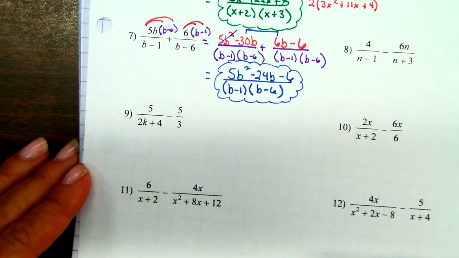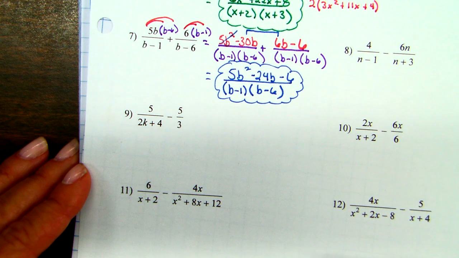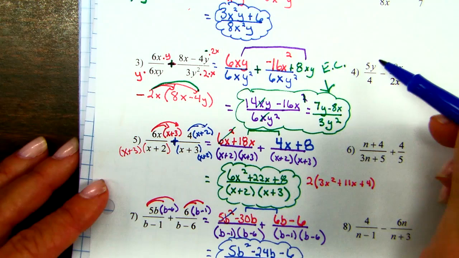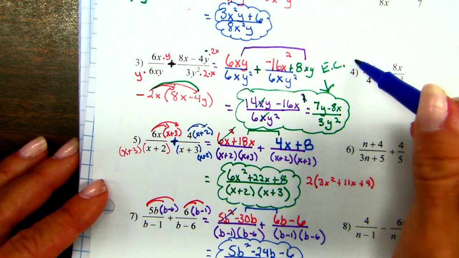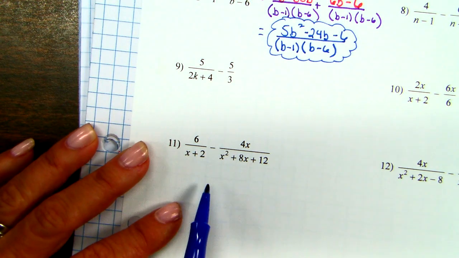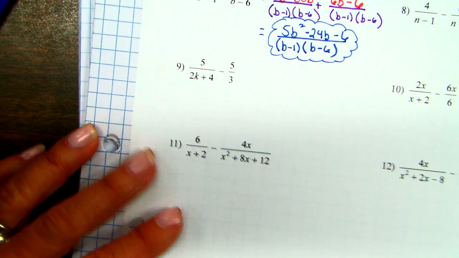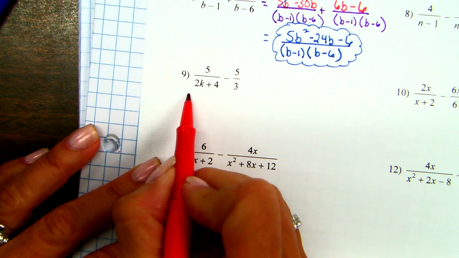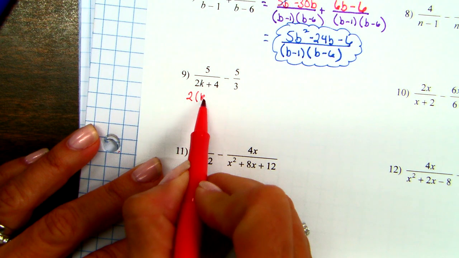If you're working ahead, I'm going to have you get rid of number 4. You don't do number 4. Okay, number 9. Here's our first example, and then 11 is also another one where we have factoring we can do in our denominator. Okay, I can factor out a GCF out of here.